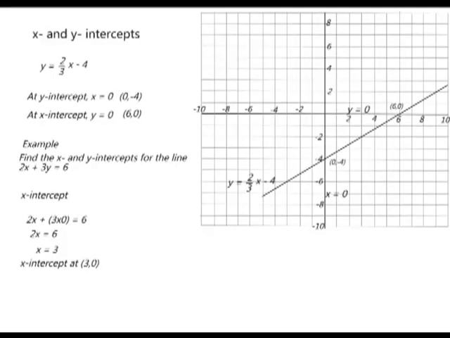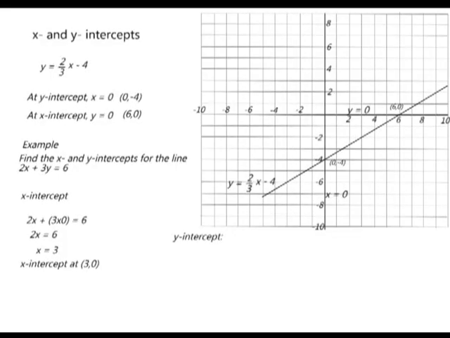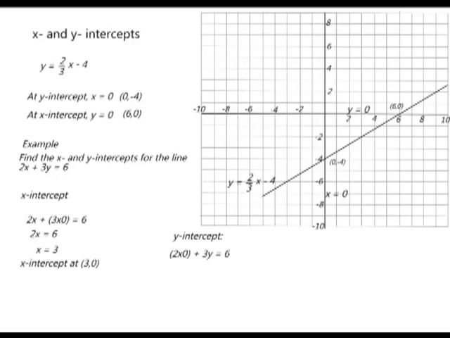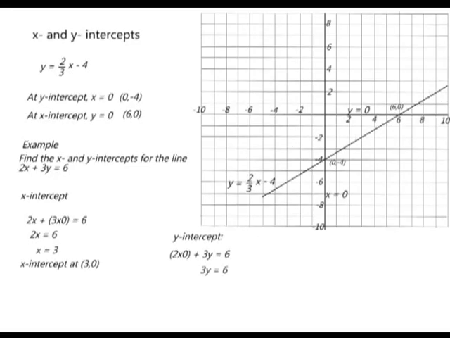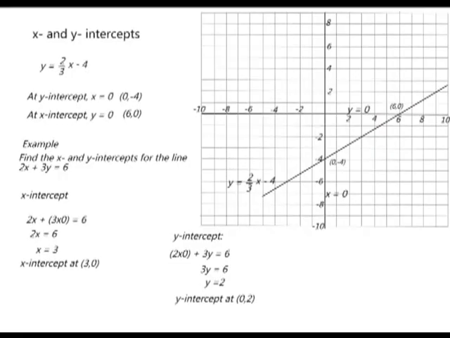For the y-intercept, we substitute x with 0. And so 2 times 0 plus 3y is equal to 6. 3y is equal to 6 and y is equal to 2. It means therefore that the y-intercept is at point (0, 2).